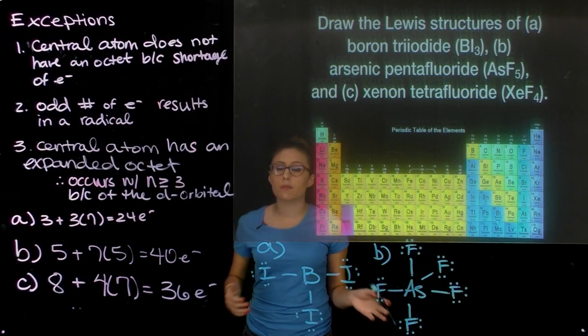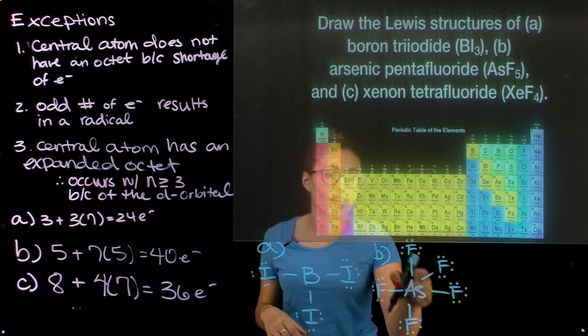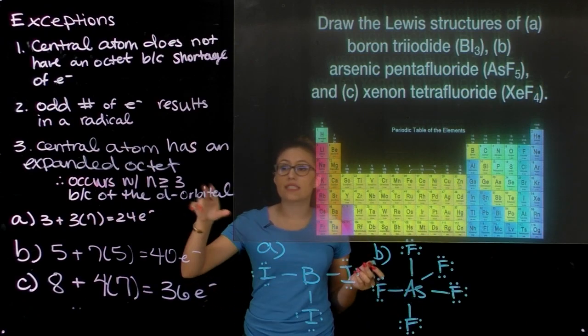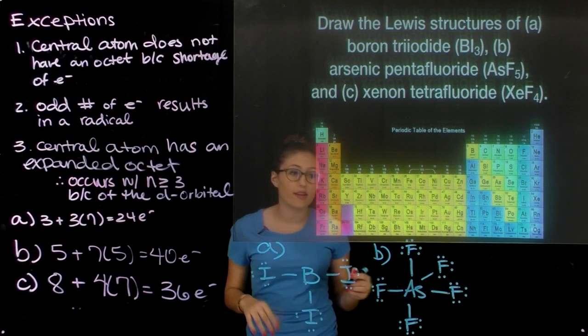Okay, great. We've distributed the electrons. However, what we note is that arsenic has 2, 4, 6, 8, 10 valence electrons, and this is okay. It's following that expanded octet because it has the d orbitals that it can utilize for bonding.